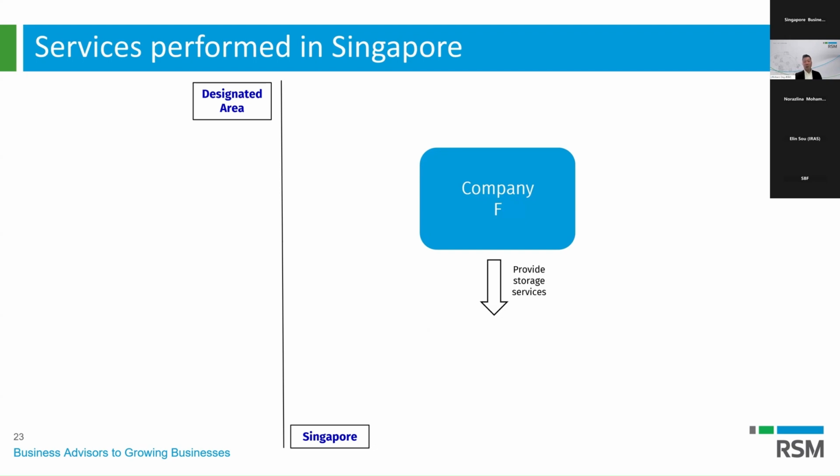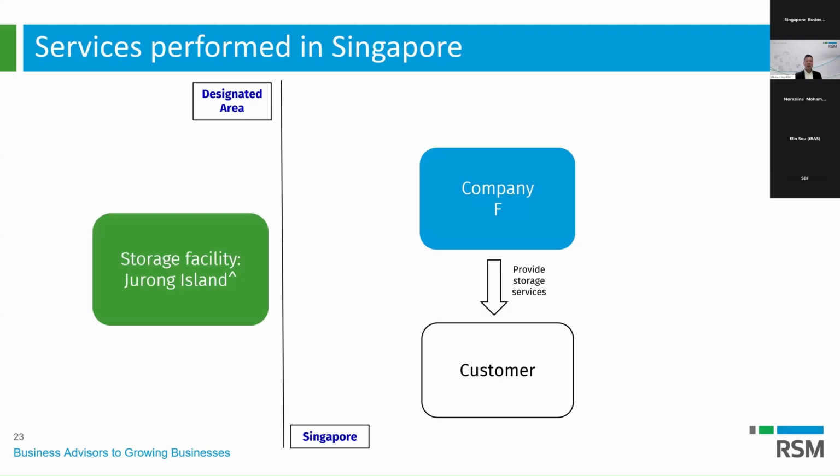Company F provides storage services to its customer, and this storage facility of company F is located in Jurong Island. So we have Singapore, and on the other side, a designated area. That designated area is still Singapore land, but it's called a designated area for a reason. As most of us know, Singapore is a trading hub, so we need to have special areas to allow businesses to be based here so that we can support the economic growth of Singapore as well.